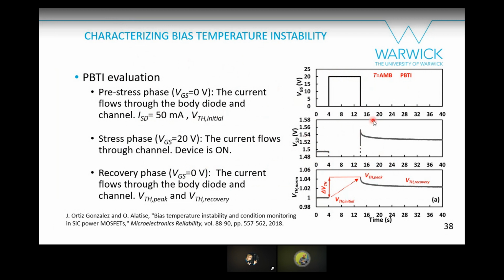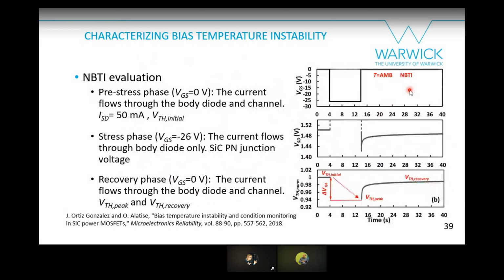And now you have your gate bias at 0 volts. So that means that your threshold voltage is going to go down. If your threshold voltage goes down, you will have more current flowing through the channel or less current flowing through the body diode, and VSD reduces. As you have the relationship between VSD and VTH, you can track the recovery. So you can characterize the variation of the threshold voltage, the initial peak, and you can track the recovery. And you can see that a 4% shift after stress removal goes down to 2% after, let's see, around 24 seconds.